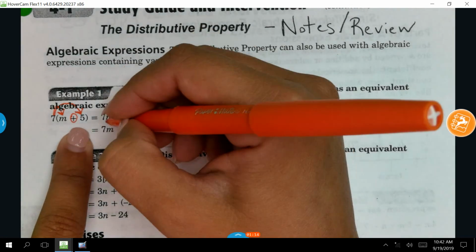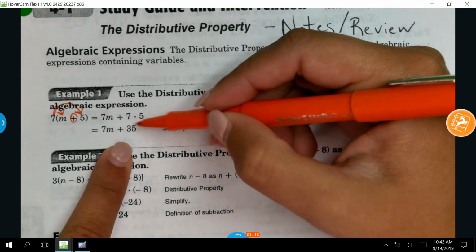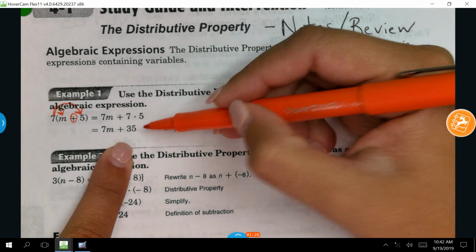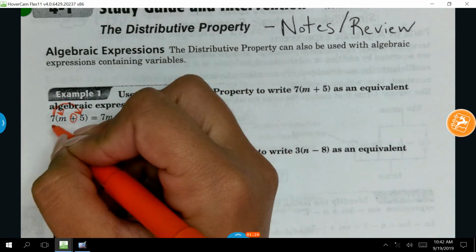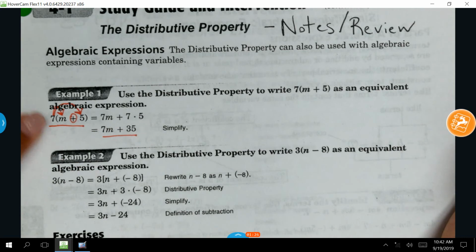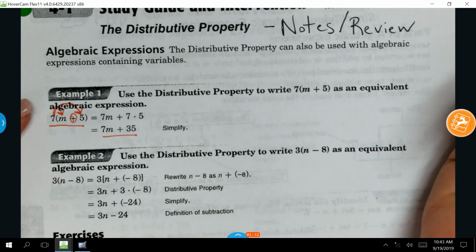So then you have the problem 7 times m plus 7 times 5. Once you multiply, you get 7 times m plus 35. Okay. 7m plus 35 is an equivalent expression to 7 times m plus 5. They mean the same thing. So that means that they are equivalent expressions. Okay.